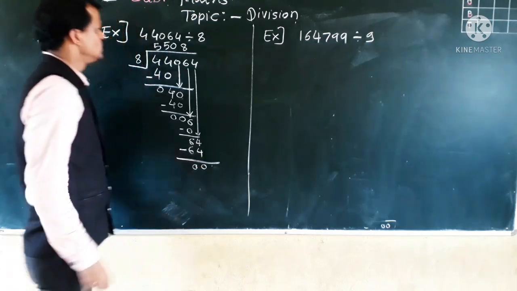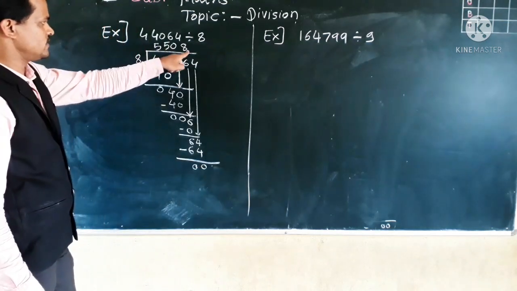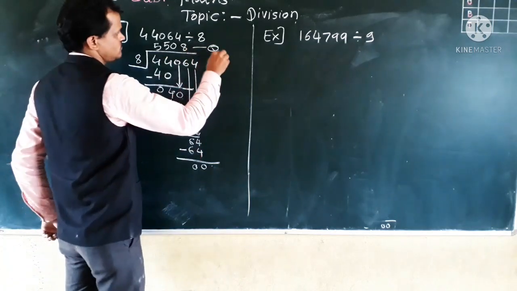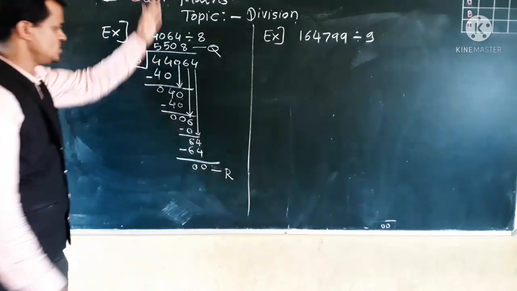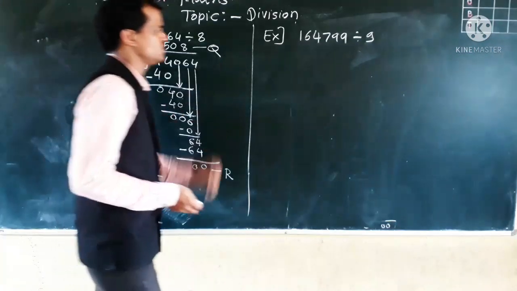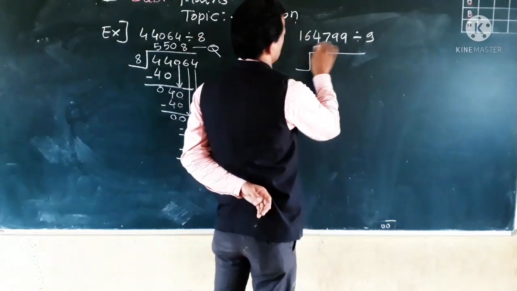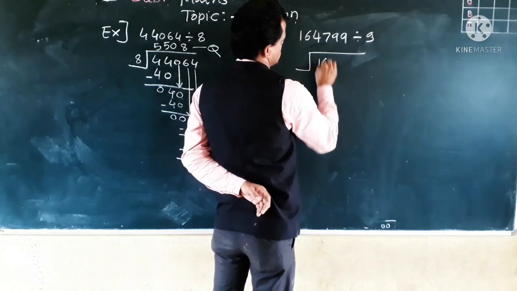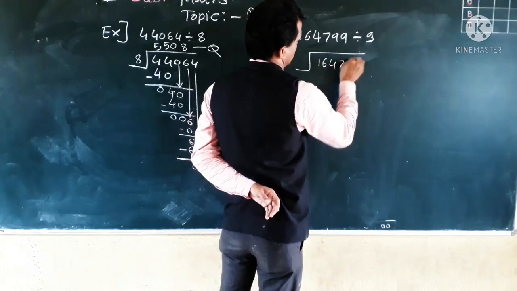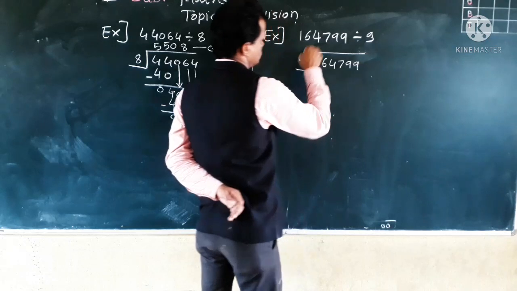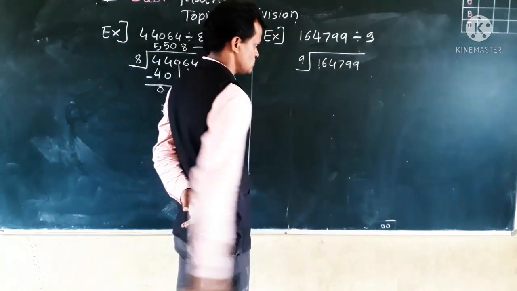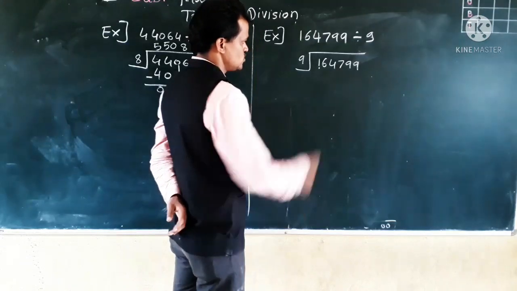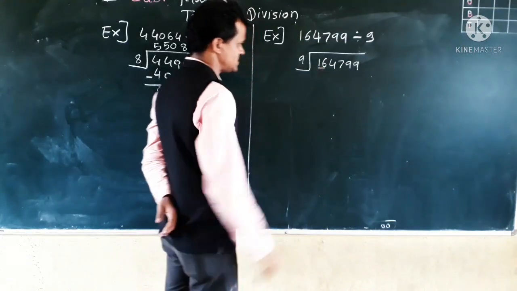So here 5,508. This is the quotient, and 0 is the remainder. So in this way you have to solve this example. Now next one. 1,64,799 divided by 9. So first digit, that is 1, it is smaller than 9. So take next digit, 16.